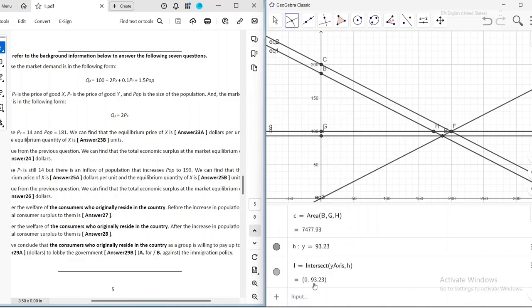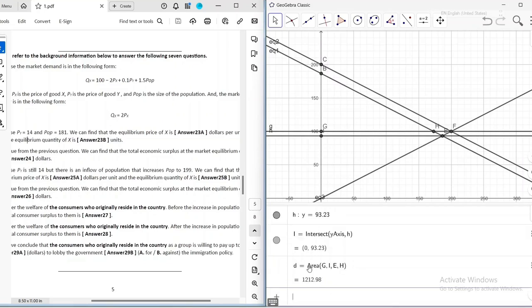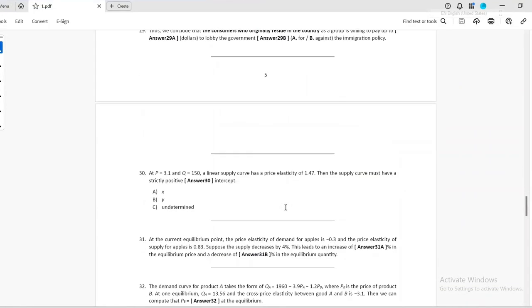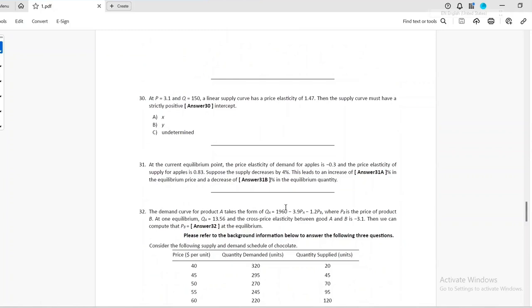All right. So the area G, I, E, and H. So this is 1200, all right. So this is the answer to this question, and the second answer is against the immigration policy. Now let's move on to the next question.